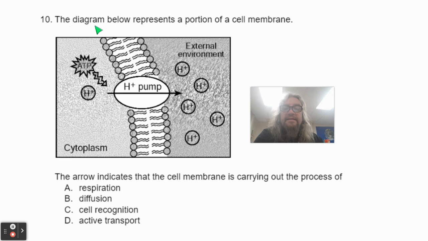Number 10, the diagram below represents a portion of the cell membrane. The arrow indicates that the cell membrane is carrying out the process of, right? You can see you've got ATP being used, an H plus pump. You've got H plus going from low to high against the flow. The arrow indicates that the cell membrane is carrying out the process of A, respiration, B, diffusion, C, cell recognition, D, active transport.